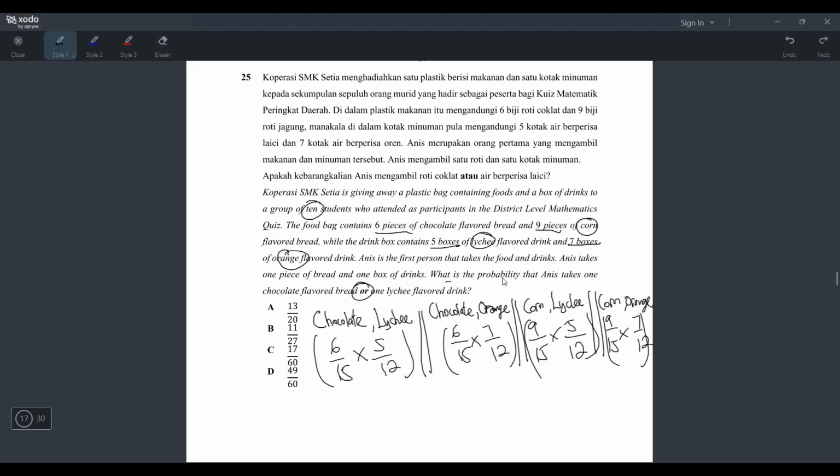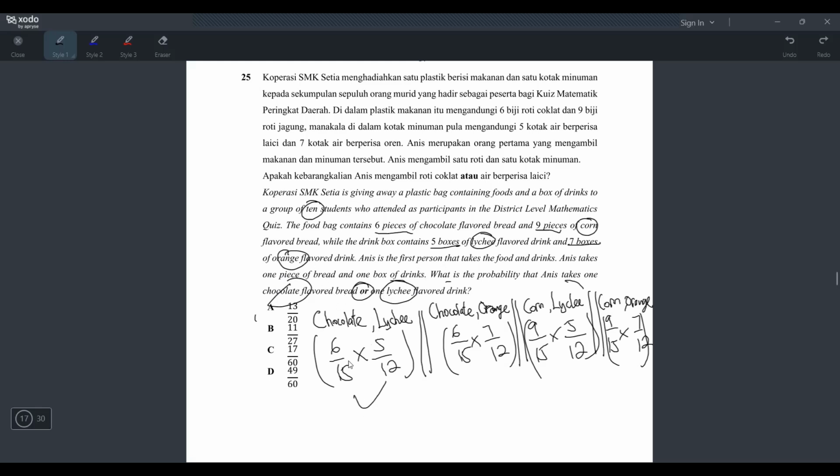So what do they want? What is the probability that Anis takes 1 chocolate or 1 lychee? If they say 1 chocolate and 1 lychee, this is your answer. But if they say "or", what does it mean? Chocolate only is okay, lychee only is okay, or both is also okay. I repeat one more time. Chocolate or lychee means chocolate only can, lychee only can, or both can. So it means chocolate or lychee.